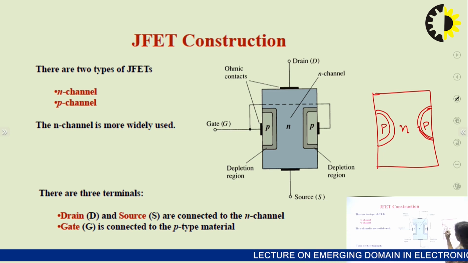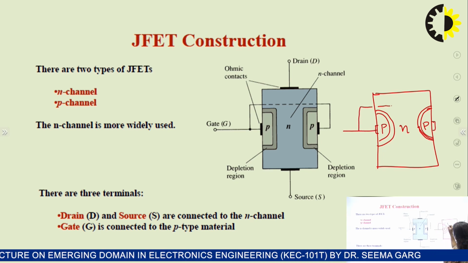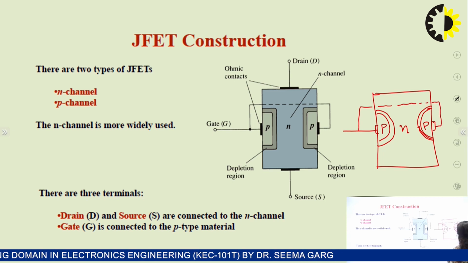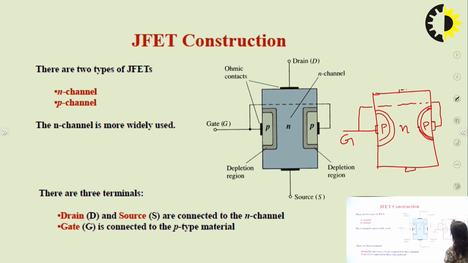And here we have two metal contacts with these two P type materials, which are internally connected, and this gives the gate terminal. The top and bottom of the substrate are again connected to metal contacts, one is the source terminal and another is the drain terminal. So these are the ohmic contacts, and this is the N channel.